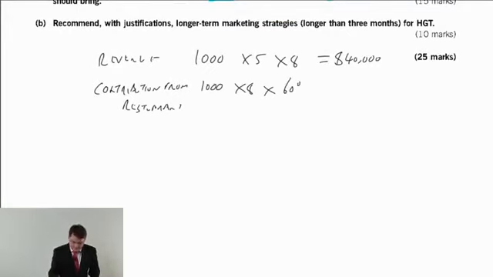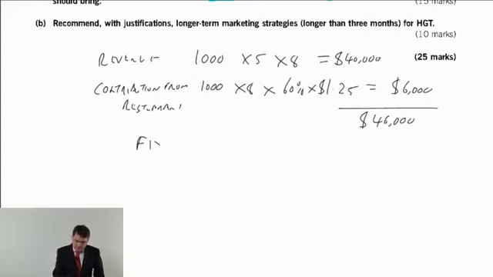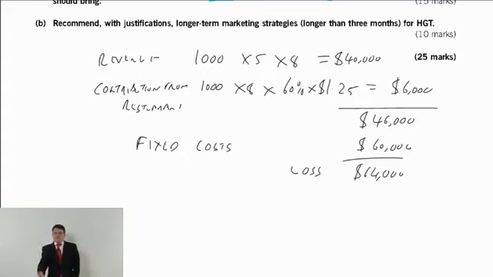60% of them go to the cafe and they spend on average $1.25. So that is also income that we can get. They have contribution of $1.25. So 8,000, 60%, that's 4,800. That's 4,800, but I think that's another 6,000, if I remember correctly. So that is $46,000 of income, but their fixed costs are 60,000. So therefore, they're going to make a loss of 14,000. Yep, now again, I think you'd agree that calculation is not particularly tricky, but you are expected to be able to do it.